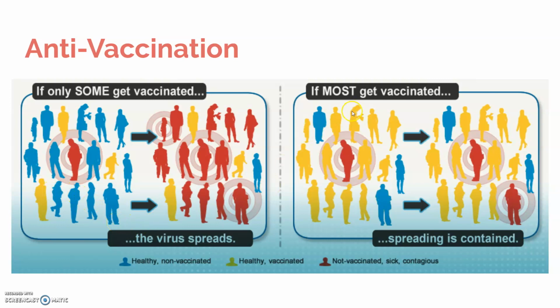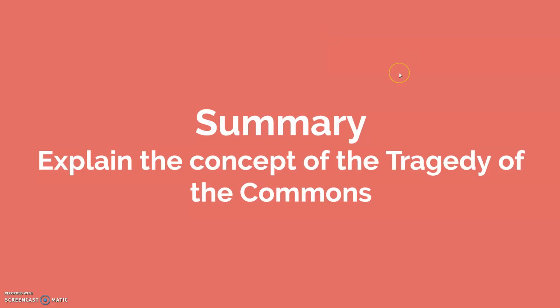But if we don't have vaccinations, we see much more of an increase in spreading. And that's why we're seeing this huge increase of measles, even though that had been eradicated back in the early 2000s, somewhere in there. Now we're seeing a huge resurgence, because people don't get vaccinated, and so it's much easier for it to spread. All right, now as a summary, explain the concept of the tragedy of the commons. Hopefully that was enough examples. But of course, if there are any questions, just let me know.